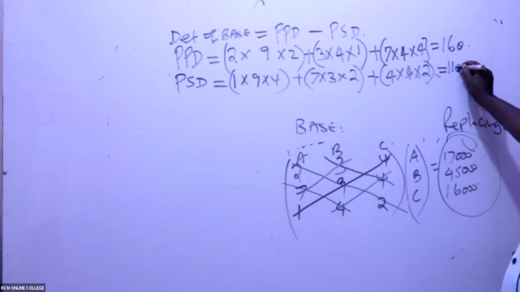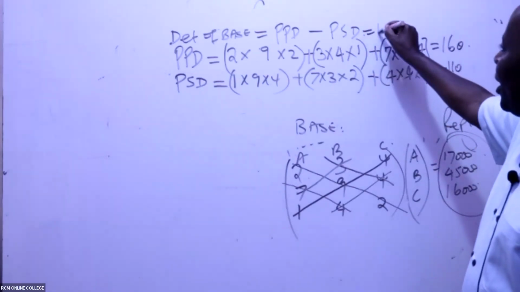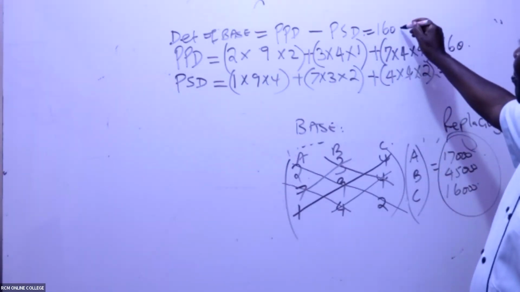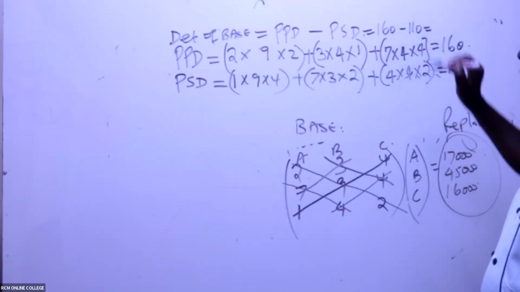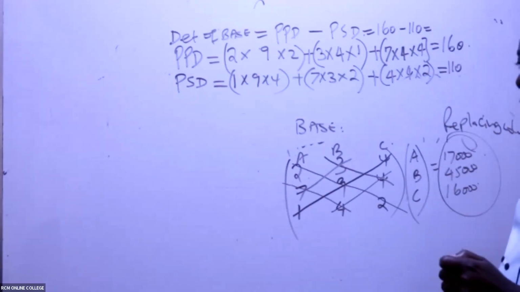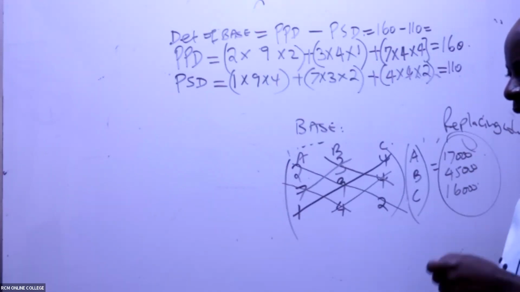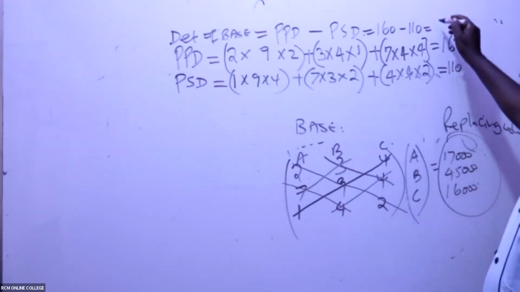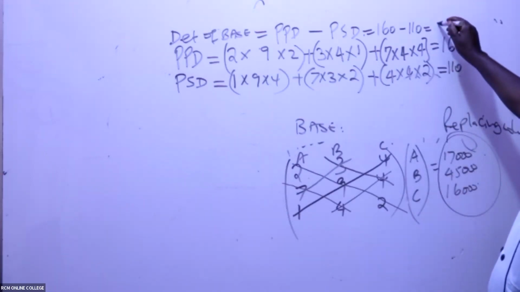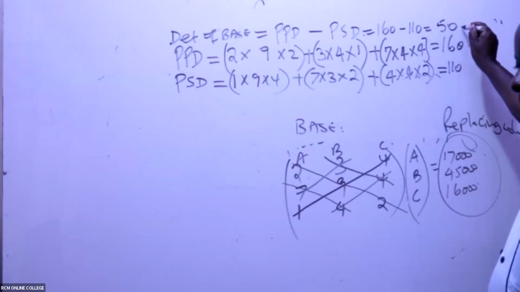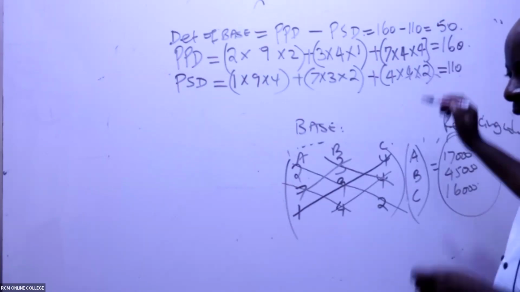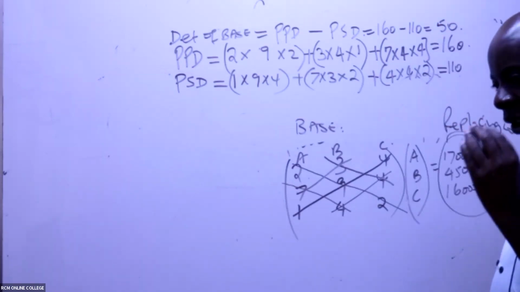110. So therefore, determinant of the base, it will be 160 minus 110. It is product of the primary diagonal minus product of the secondary diagonal. So 160 minus 110, that will give us what figure? That will give us, in this case here, 50. Thank you so much. If you're writing, please write method number 2.